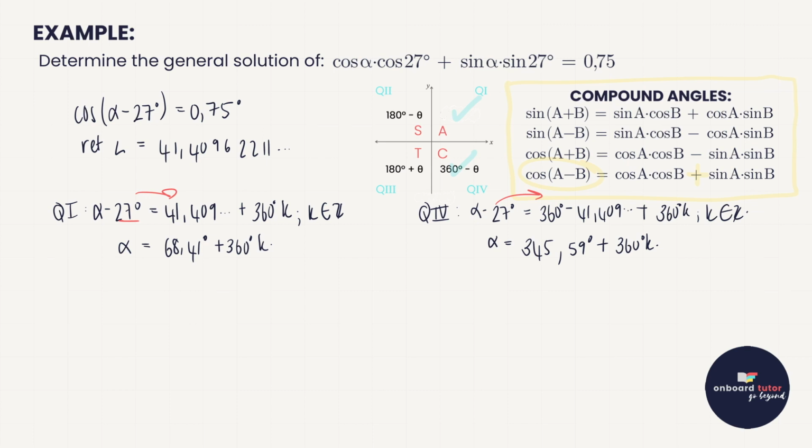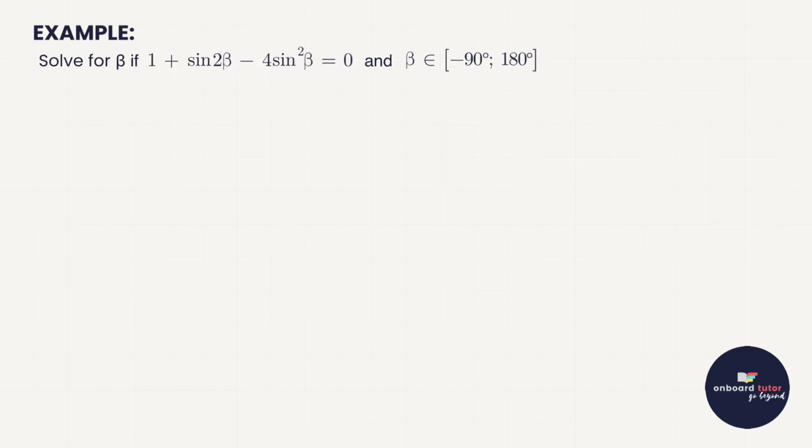Okay, so there we have another relatively straightforward trig equation. Again, we isolate the trig ratio, get a reference angle, and apply it to the quadrants. Okay, let's see if we can get one more example that can get us thinking. Solve for beta if 1 plus sine 2 beta, double angle, instantly see that, minus 4 sine squared beta is equal to 0, and beta is an element of, and then they give us a domain. So first of all, we're going to do a general solution here, and then we're going to apply that and come up with a very specific answer that fits within that domain.